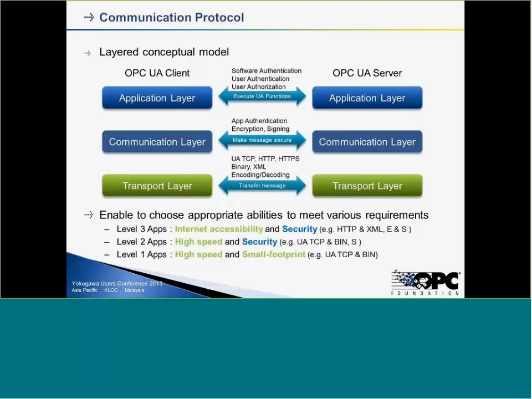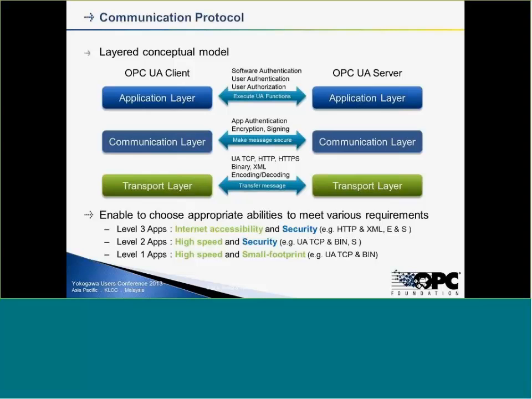And deliberately, there are many ways for transferring the message at the transport layer between the client and the server. And we continue to add more protocols. Right now, we have our own UA TCP, we have HTTPS, we have HTTP, we have a binary, and we also have an XML for encoding and decoding across the wire.